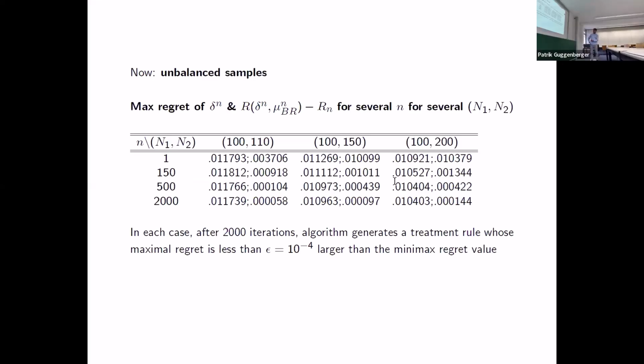Okay, so in each case, after 2,000 iterations, the algorithm generates a treatment rule whose maximal regret is less than 10 to the minus 4 larger than the minimax regret value. So here we are reporting the difference between the upper bound and the lower bound. So this will go to 0, and here we can always see by how much at most the current treatment policy differs in terms of maximal regret from the minimax regret value. Okay, so after 2,000 iterations, you get something that I think you can be very happy with.